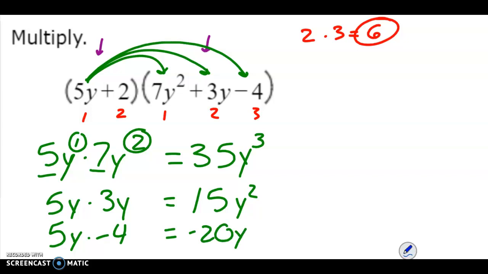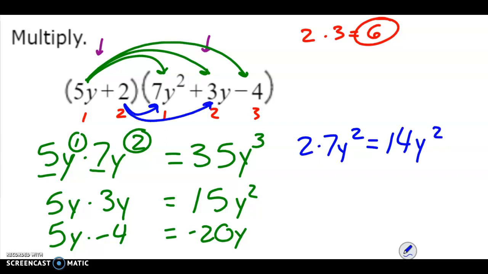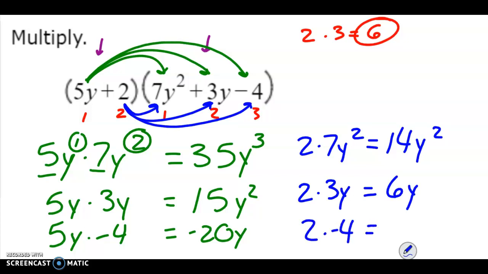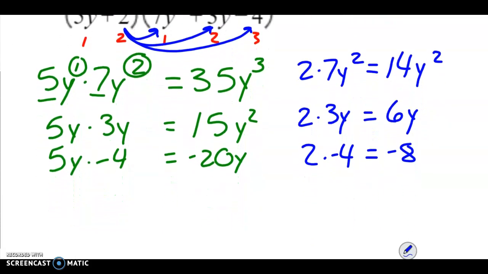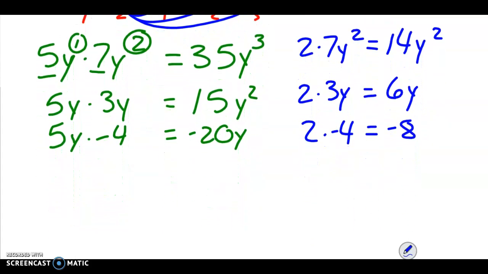The next 3, 2 times 7y squared is going to be 14y squared. 2 times 3y is going to be 6y, and 2 times negative 4 is going to be negative 8. All right? These are your 6 terms after multiplication, but we always have to make sure that we're combining any like terms that we see.